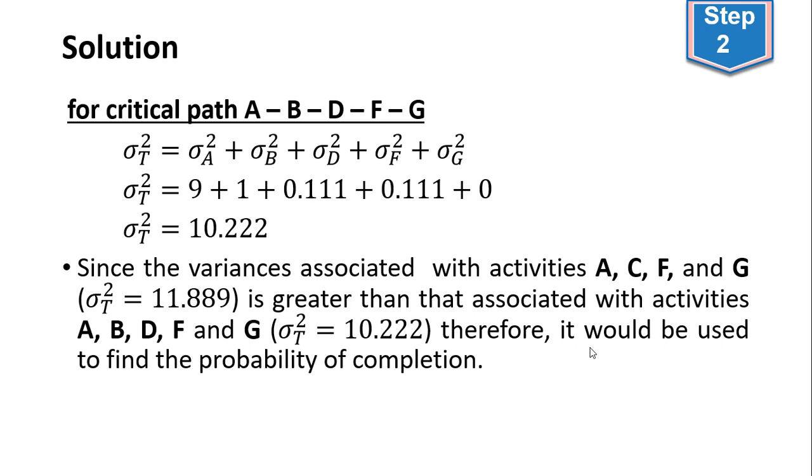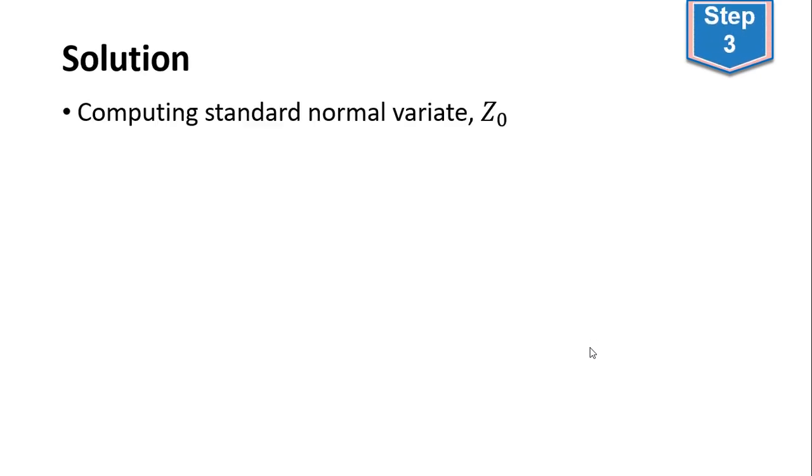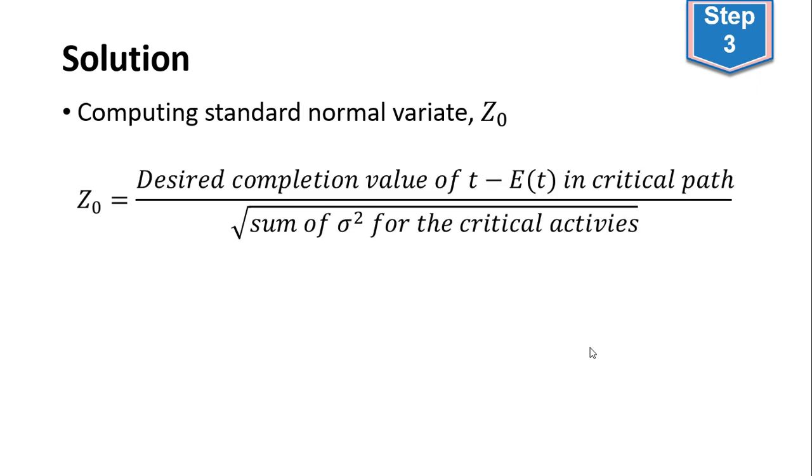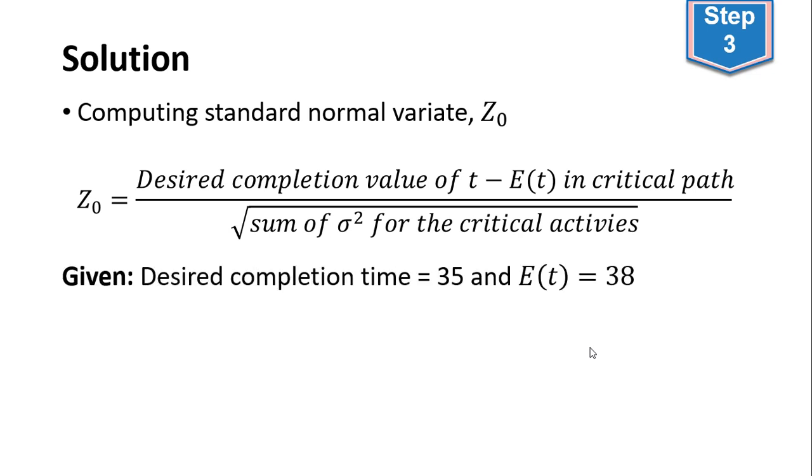Having the critical path which we are going to use in projecting the completion of the project, now let's compute the normal variate. The normal variate is given by the desired completion time minus the expected time in a critical path, divided by the square root of the sum of variances in the critical activities. Remember, we are going to project the chance of completing the project within 35 weeks. That is the desired completion time, which is 35 weeks. The expected completion time for the critical path is a total of 38 weeks. And the sum of the variance for critical activities we computed in the previous slide, which is 11.889.